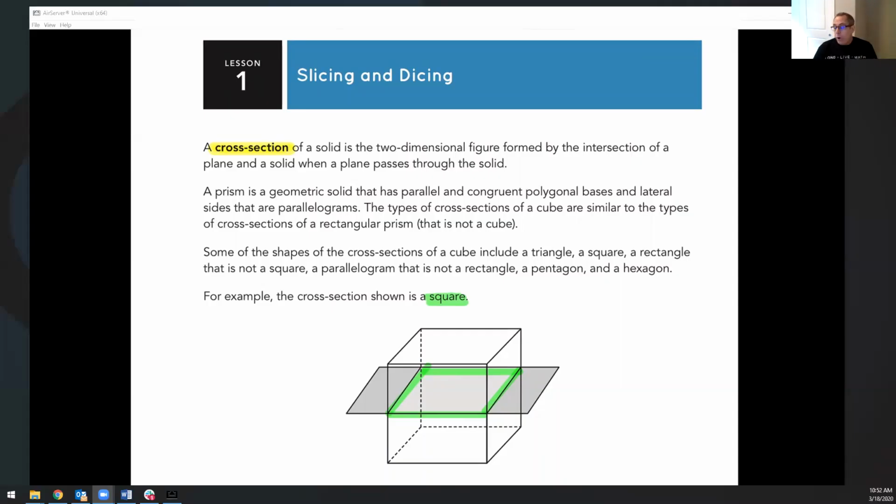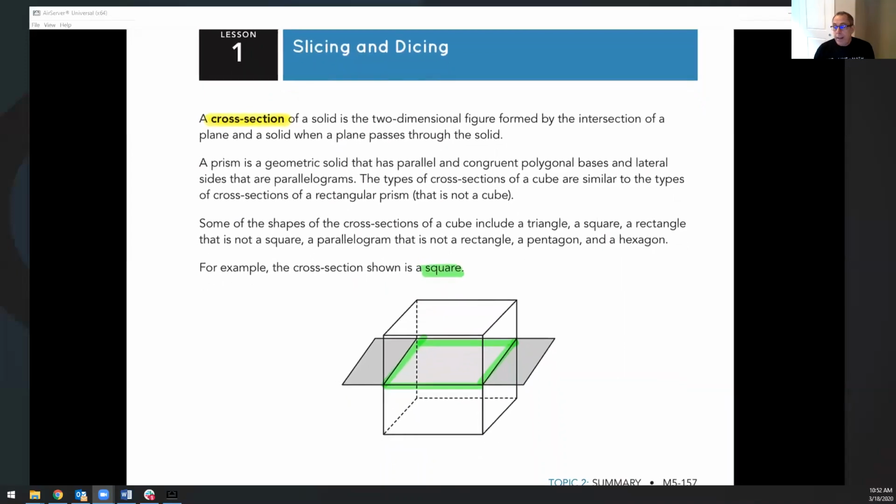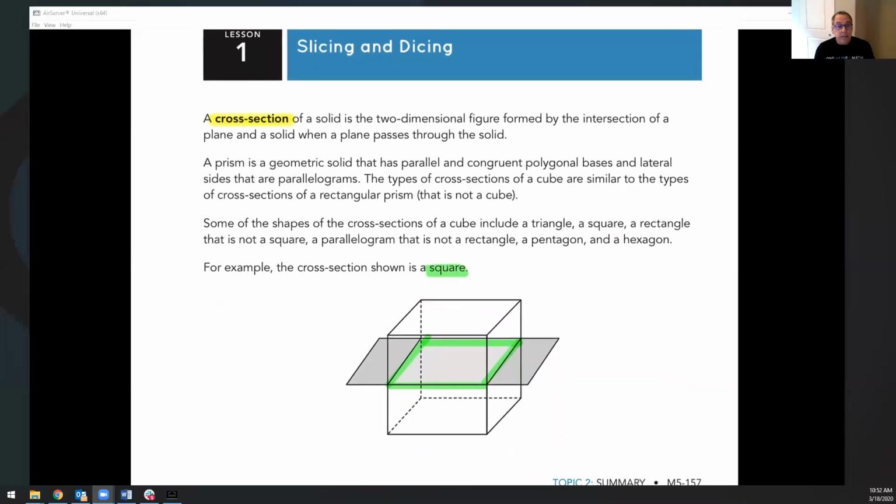And then what we're going to be exploring is what shapes are formed when the plane intersects the three-dimensional figure. In this picture on your screen, this would be an example of that gray plane cutting and intersecting a cube, and the green outline there is the shape that we'd be identifying based on this cross-section.